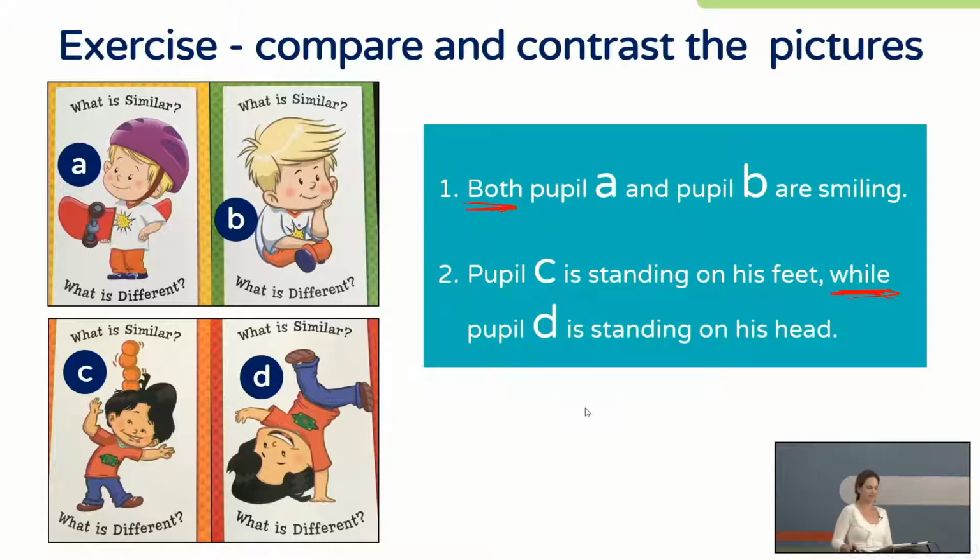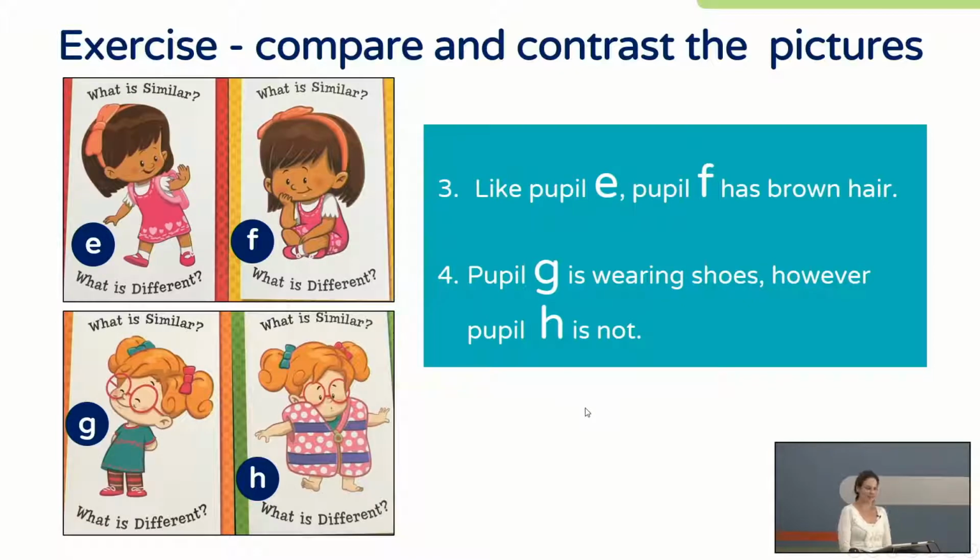Okay, let's move on. Let's compare some more pictures of these cute little girls. Okay, like pupil E, pupil F has brown hair. Pay attention, guys. I have the word like. Like shows that I'm comparing them, saying how they are the same. Let's try to think of another sentence of how these two girls are similar. Let's think. Pupil E and pupil F both have orange headbands. Pupil E and pupil F both have cute pink Mary Jane shoes.